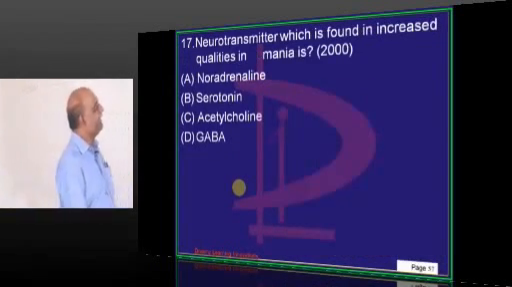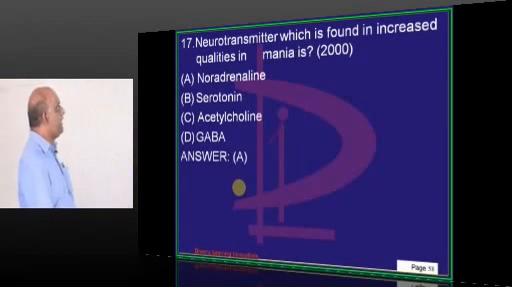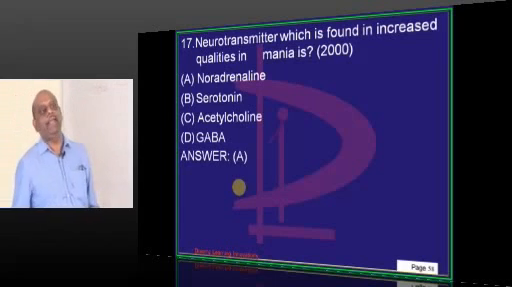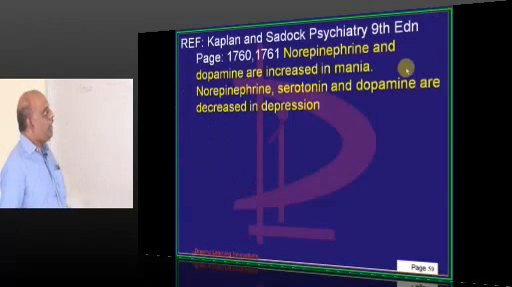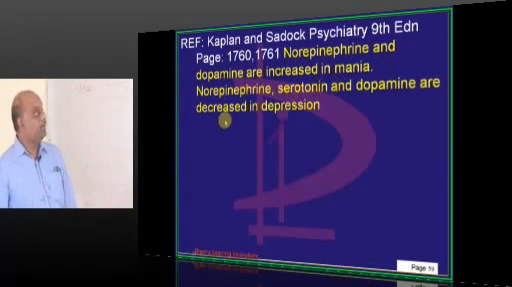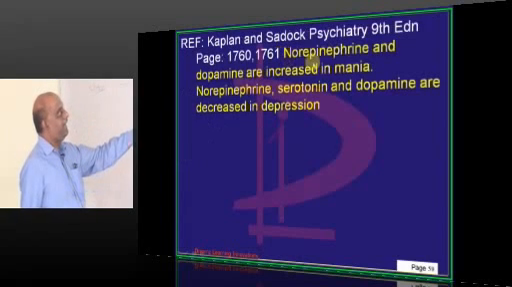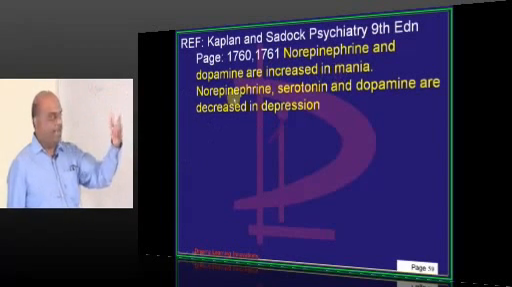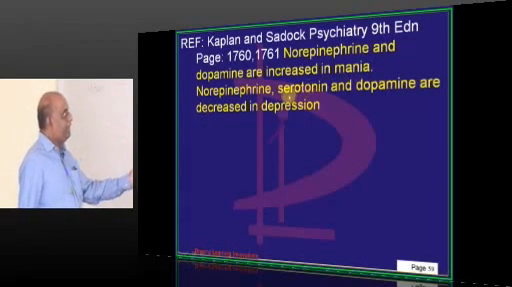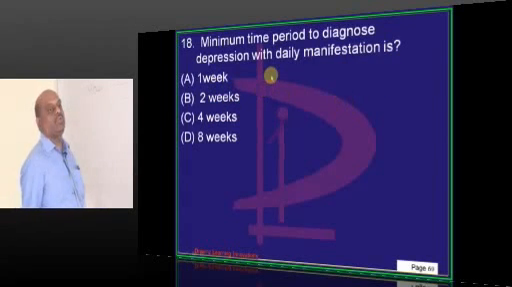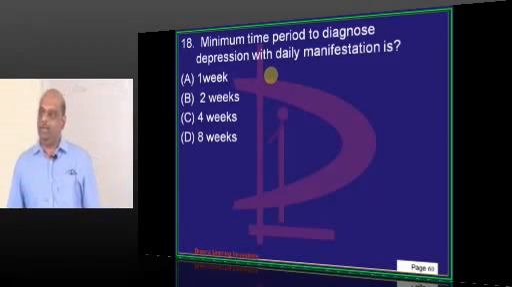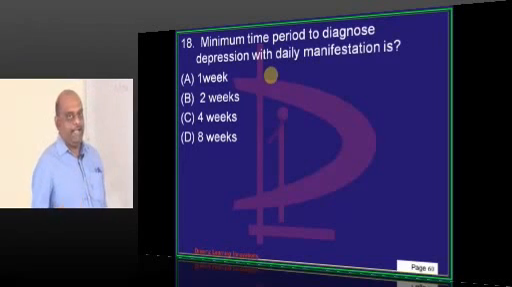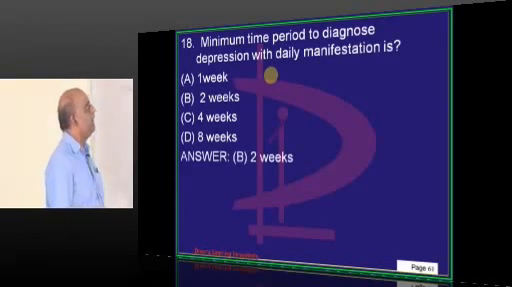Then which neurotransmitter is decreased in case of mania? Mania? Noradrenaline. So norepinephrine and dopamine, were they decreased or increased? Increased, yeah. Norepinephrine and dopamine are increased in mania. Norepinephrine, serotonin, dopamine are decreased in depression, is what you have to basically remember. The minimum time required to diagnose depression, with a daily manifestation, is 2 weeks. That is what you have to remember.